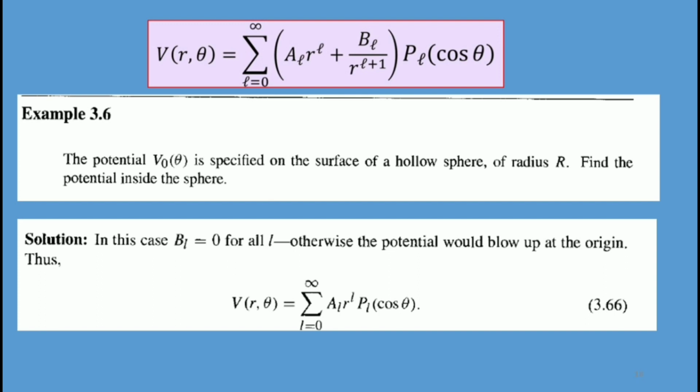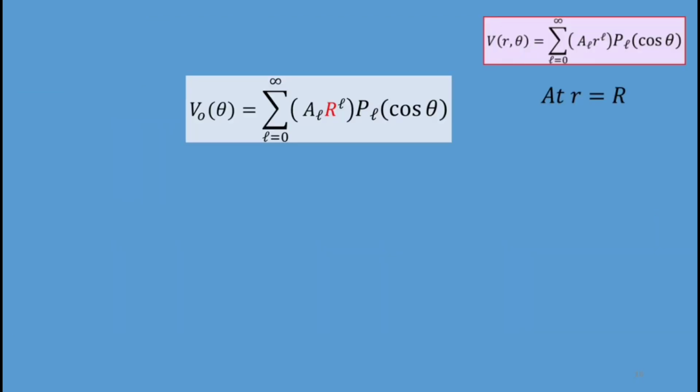In this case Bl equals 0. We take Bl equal to 0 for all l, otherwise the potential would blow up at the origin. So we don't have Bl terms here. Just write V of r, theta equals the sum from l equals 0 to infinity of Al r to the power l Pl cos theta. Now equating small r equal to capital R, we have V0 of theta equals the sum from l equals 0 to infinity of Al R to the power l Pl cos theta.